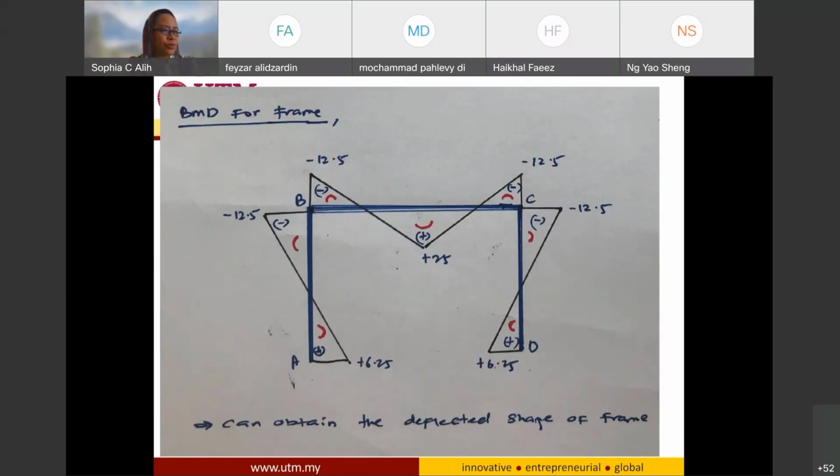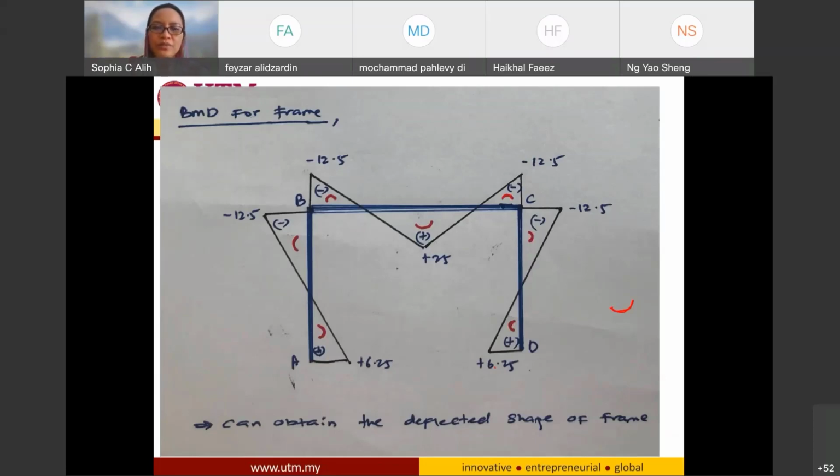Now, in order for you to draw the deflected shape of the member, if the moment is positive, the deflected shape is going to be curved upward like this, and if the moment is negative, it's going to be curved downward. So if it is positive, it's like a smiley face. If it is a negative moment, the deflected shape is a sad face. Since this is negative, another sad face, and this is positive, smiley face, and this one is also negative moment, sad face, positive moment, smiley face.